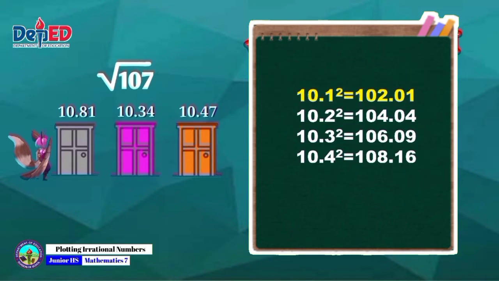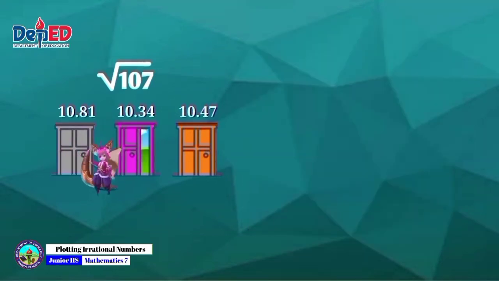It may be 10.1, 10.2, 10.3, or 10.4. Let us square each value. 10.1 squared is equal to 102.01. 10.2 squared is equal to 104.04. 10.3 squared is equal to 106.09. 10.4 squared is equal to 108.16. In this case, 10.3 has the closest value to the square root of 107. If your answer is 10.34, you got it right! Victory!